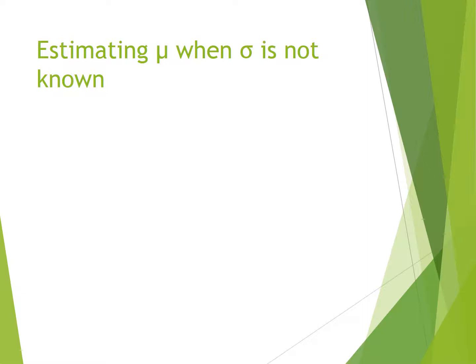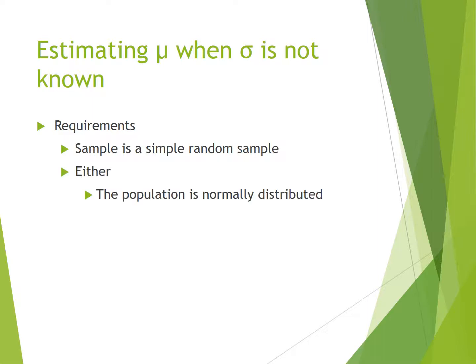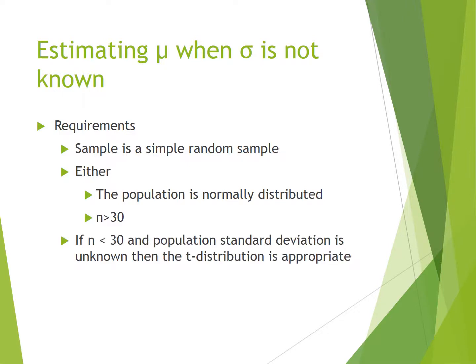Now, if we're estimating mu and sigma is not known, the requirements are that the sample still needs to be a simple random sample, and either the population is normally distributed or n is greater than 30. If n is less than 30 and the population standard deviation is unknown, then the t distribution is appropriate.